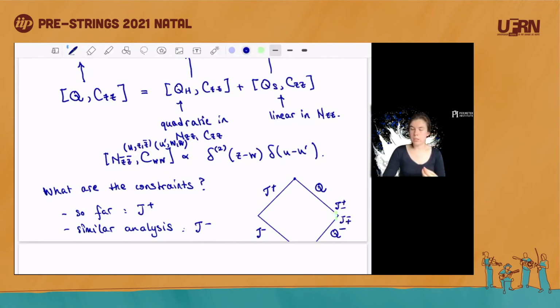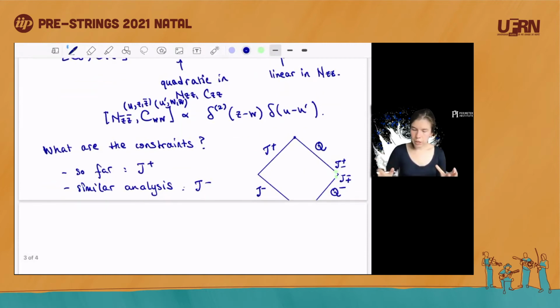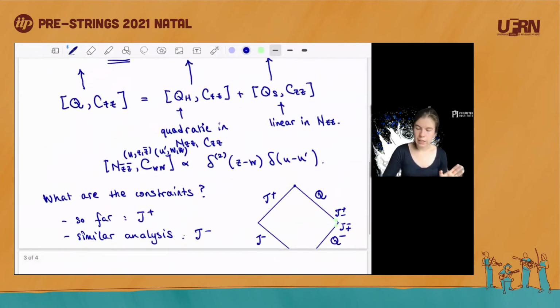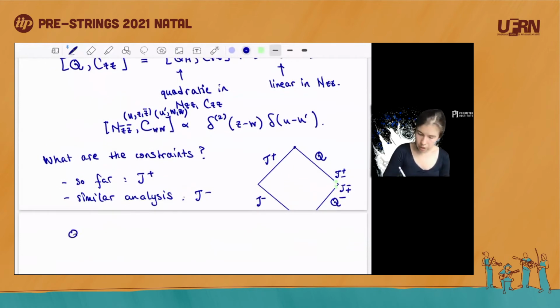So I'm calling Scri plus minus the past boundary of Scri plus, and Scri minus plus the future boundary of Scri minus, right? And so far, from the symmetry analysis I just did, Q and Q minus are unrelated so far.